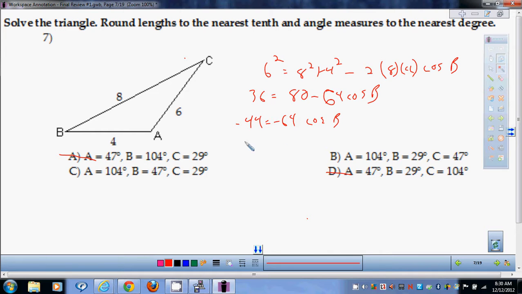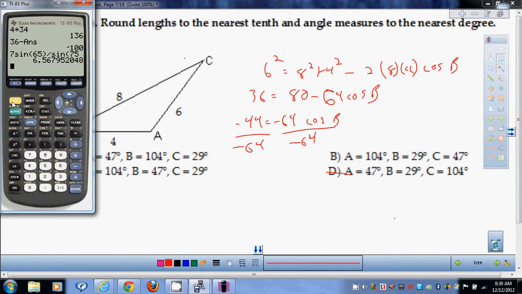Now you divide both sides by negative 64. That's how they will be legally separated. And then you take inverse cosine of that fraction: cosine inverse of 44 over 64. I just went ahead and canceled the negatives. 47. And you were right. Therefore, the answer has to be C. It's the only one with angle B equaling 47.